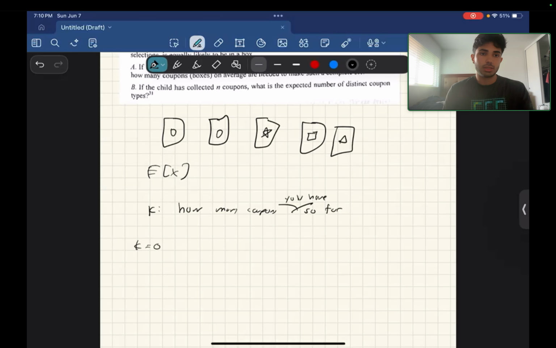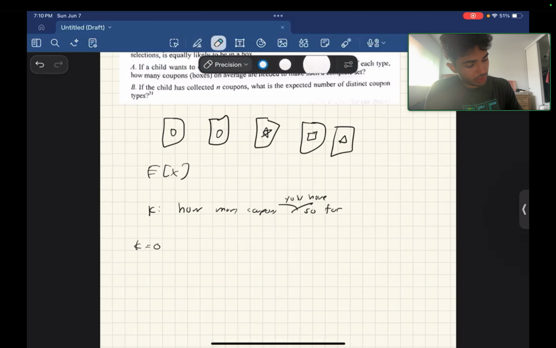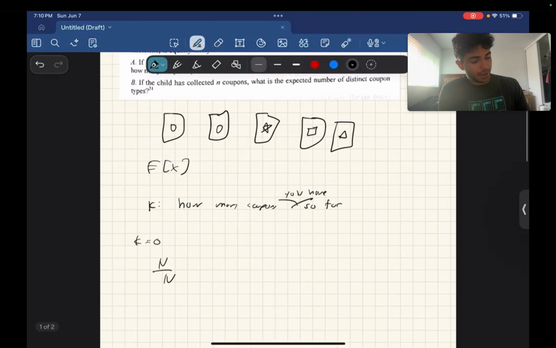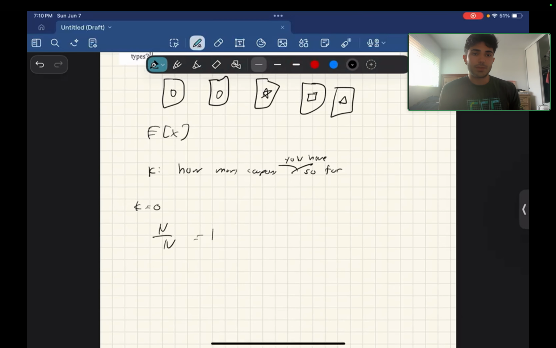Then the chance of getting a new coupon in the next box will be n over n, right? Because we have none so far. So when you open the next box, you're guaranteed to find a new coupon type, which equals 1. And it's n over n because it's possible for us to obtain any one of the n coupons out of the n coupons.